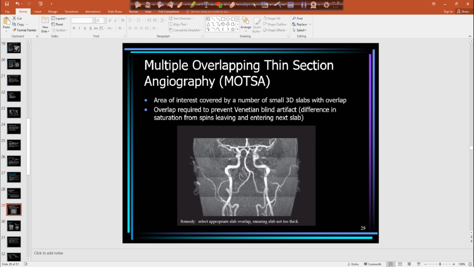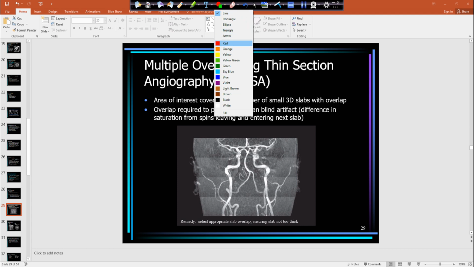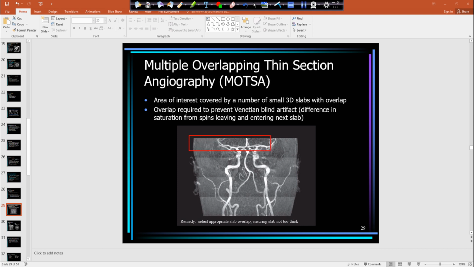So here is an example of the MOTSA, which means multiple overlapping thin section angiography. These are multiple 3D slabs. It really kind of looks like this. Here's one slab, here's another, here's another. This is good because it reduces the amount of saturation so you can cover a larger area.